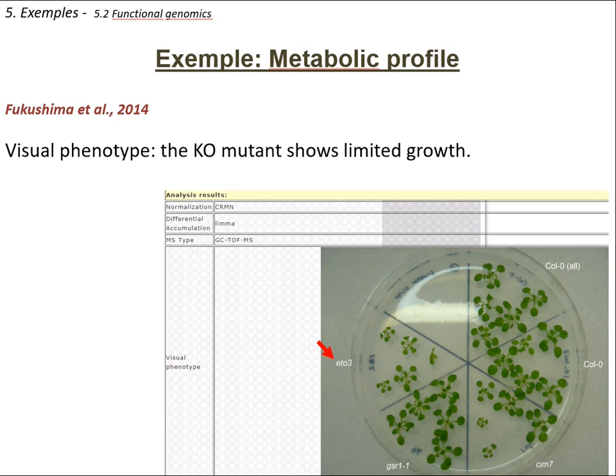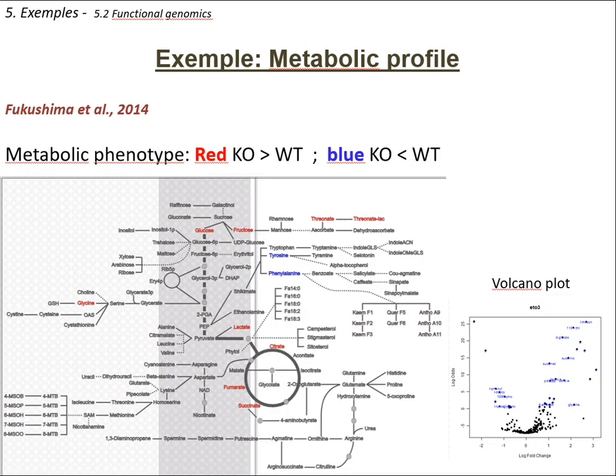Then you have the visual phenotype of the KO mutant. You see ET03 has a smaller growth than the wild type. And finally, you have here the metabolic map with a color code. The red metabolites are more abundant in the knockout than in the wild type, and the blue ones are less abundant in the knockout than in the wild type.